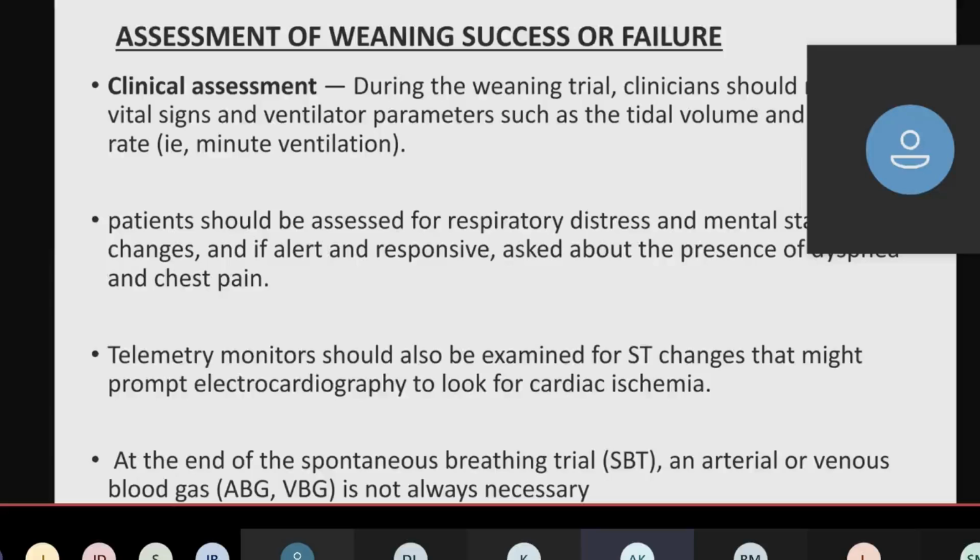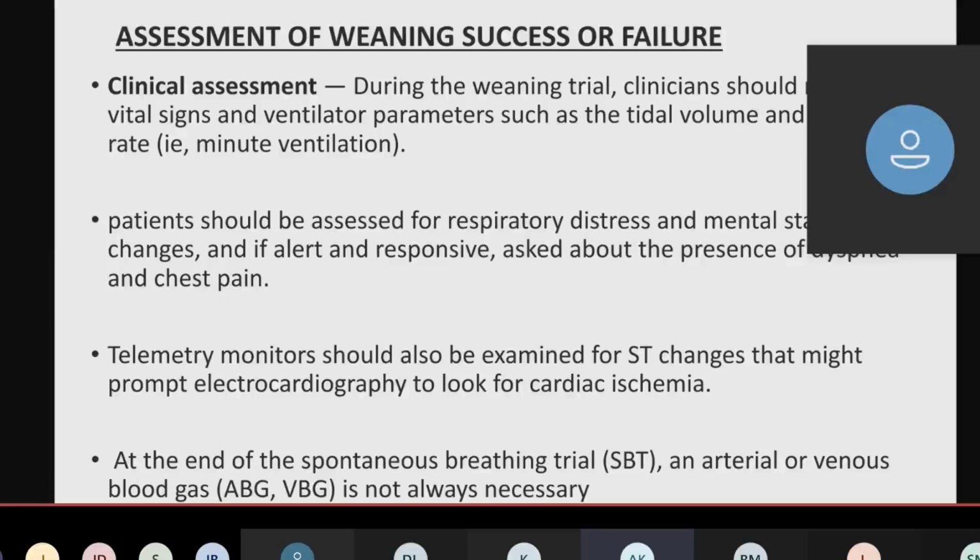And of course, you will have to see the patient, you have to see whether he is breathing properly, whether he is using any accessory muscles, whether he is having any indrawing of intercostal muscles, or whether he is breathing by having an abdominal breathing. Those things have to be monitored. I mean, even sweating can be a sign of fatigue.